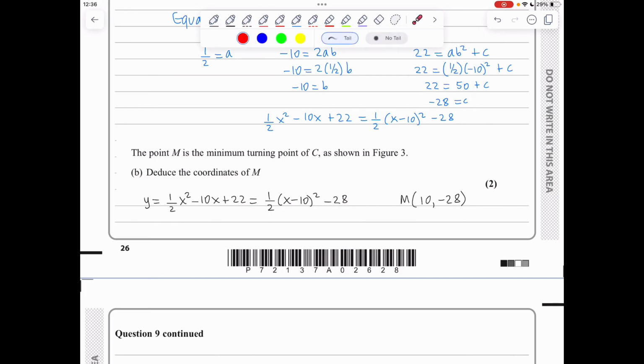You can think of this as negative 28 plus something which is always non-negative, so it's going to be from minus 28 upwards. So minus 28 is indeed the minimum, and this will be attained when the bracket here involving x is 0, so when x minus 10 is 0, which means that x is 10.